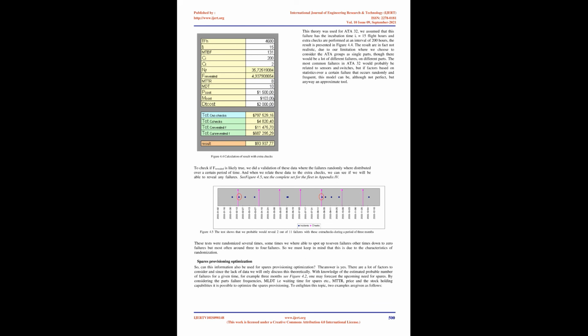tool. To check if the revealed failures are likely true, we did a validation of these data where the failures were randomly distributed over a certain period of time. And when we relate these data to the extra checks, we can see if we will be able to reveal any failures. See figure 4.5, and see the complete set for the fleet in Appendix 4. These tests were randomized several times; sometimes we were able to spot up to 7 failures, other times down to 0 failures, but most often around 3 to 4 failures. So we must keep in mind that this is due to the characteristics of randomization.